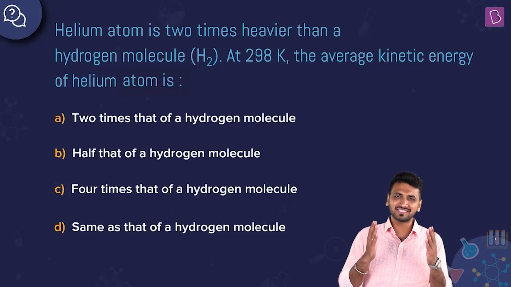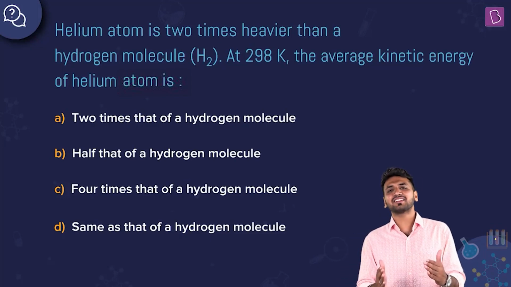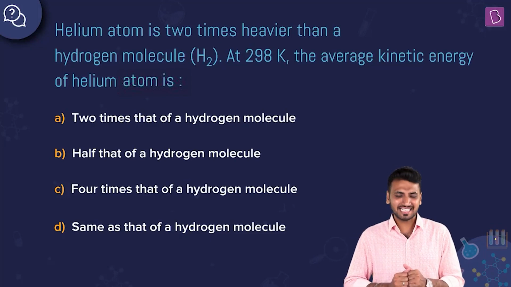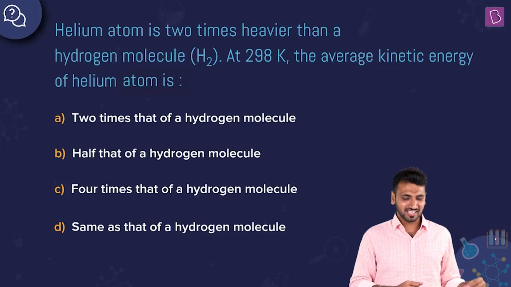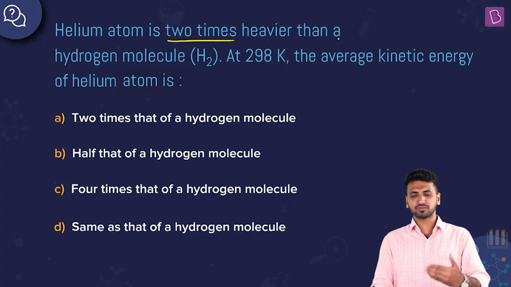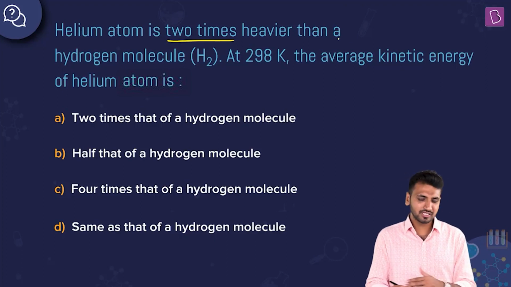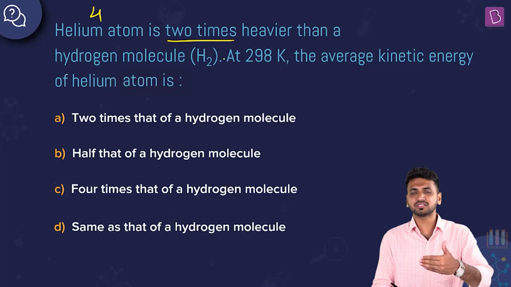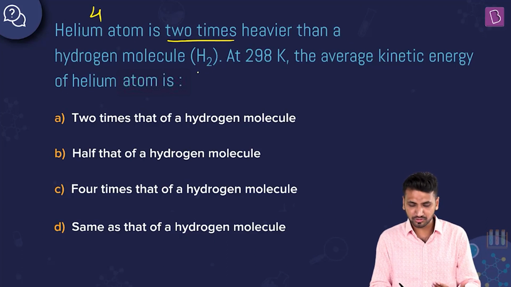Yeah, so here is the question, and this is from the kinetic theory of gases. Let's see what the question says. A helium atom is 2 times heavier than a hydrogen molecule. We already know this concept. The mass of helium is 4, and for a hydrogen molecule it is 1 into 2, so 2.